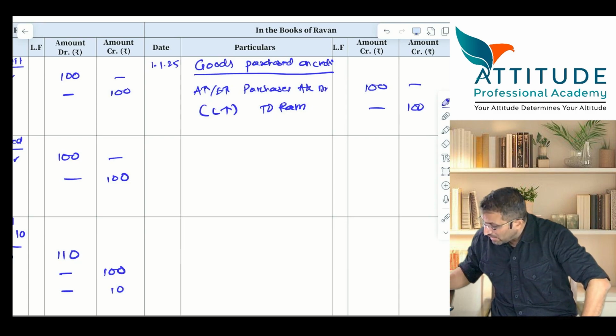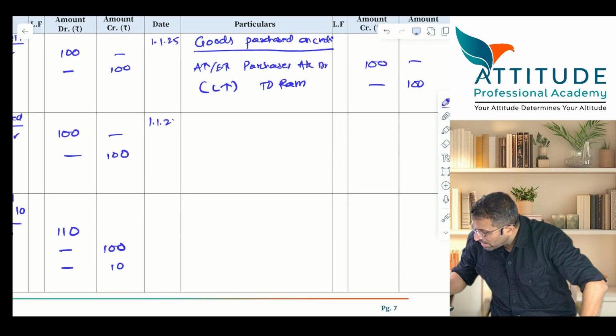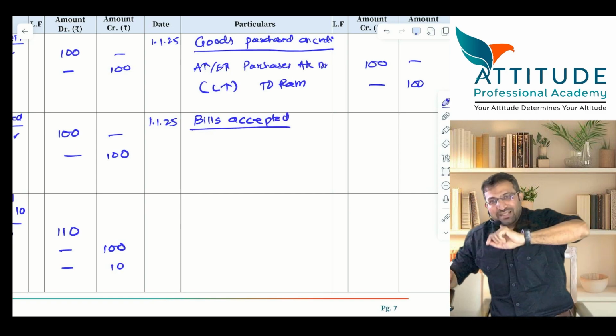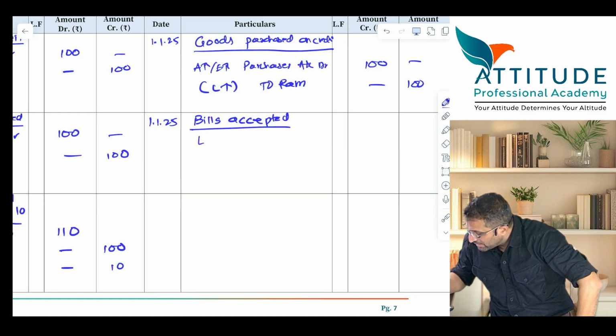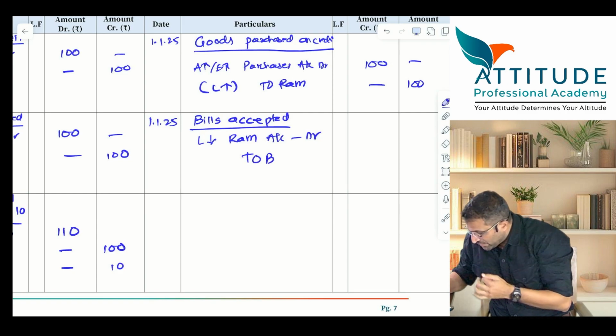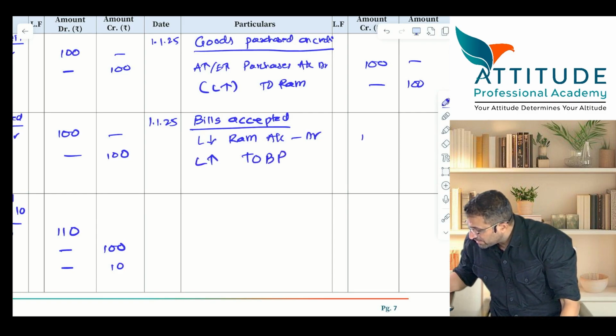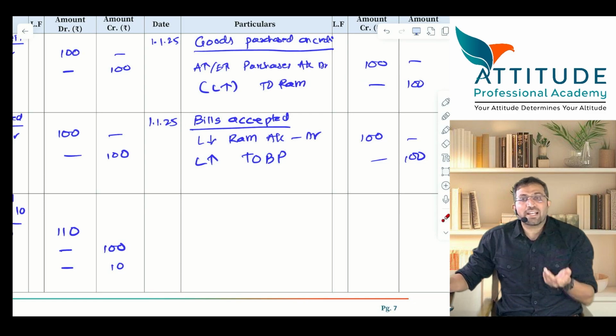Now tell me. On the same day, the bill is drawn. The bill is accepted also. Correct. So bills accepted. Who has accepted? I am Ravan. I am accepting and sending it back to you. Entry. Liability reduces. Ram account debit. Credit, very good. Another liability increases. Now tell me, is the Ram account closed or not? Ram credit, Ram debit. It is closed, no?